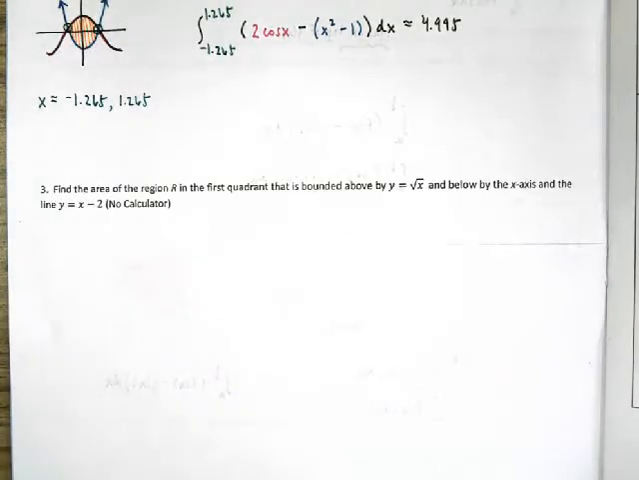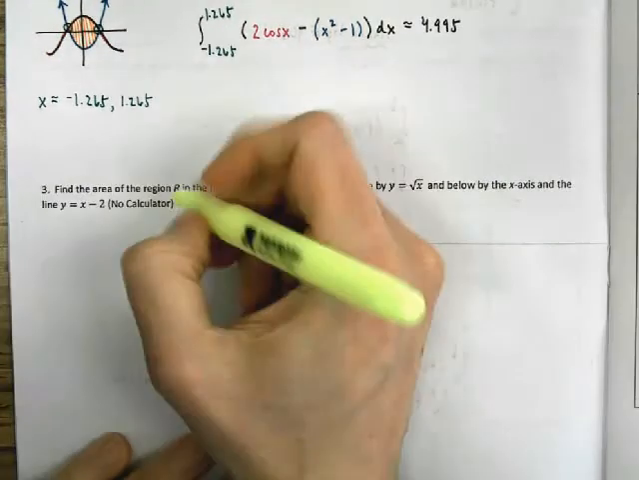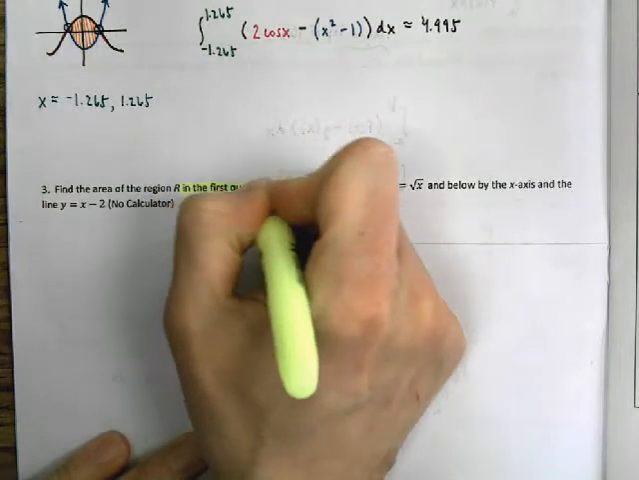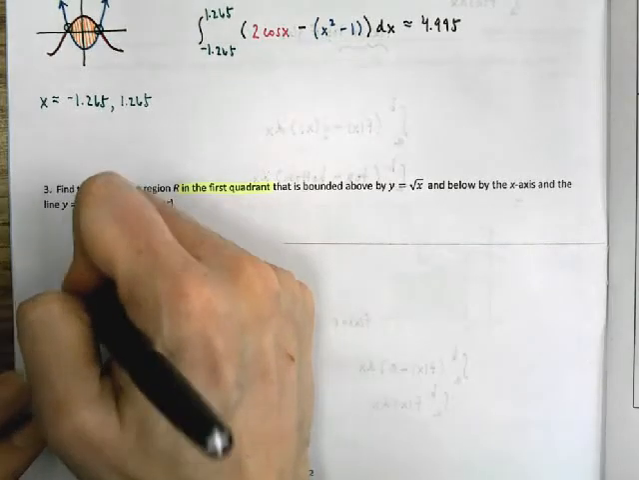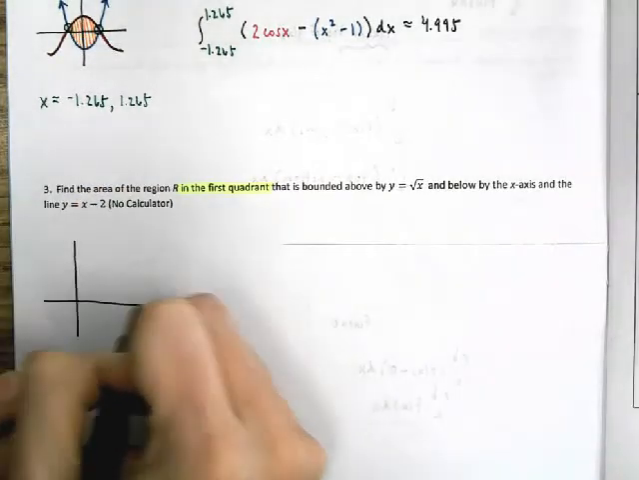So I want to make sure I'm focused just on the first quadrant here. So I'm going to highlight that. It's just specifying the region in the first quadrant. So it's bounded above by y equals square root of x, and below by the x-axis and the line y equals x minus 2. Okay, so again, let's take a look at what we've got here.